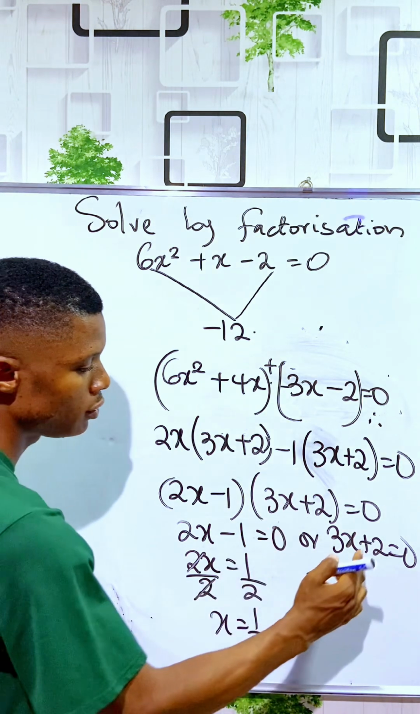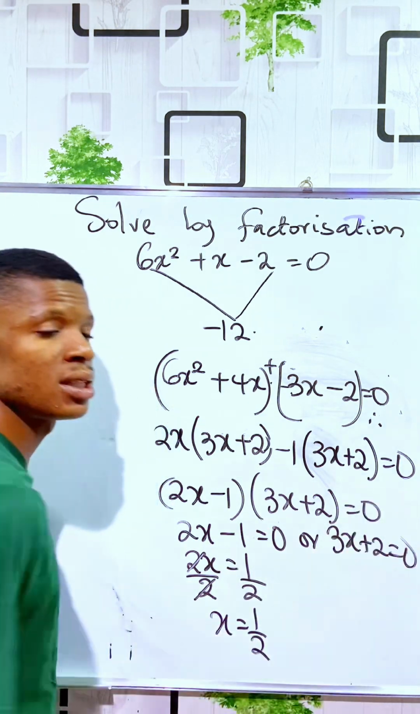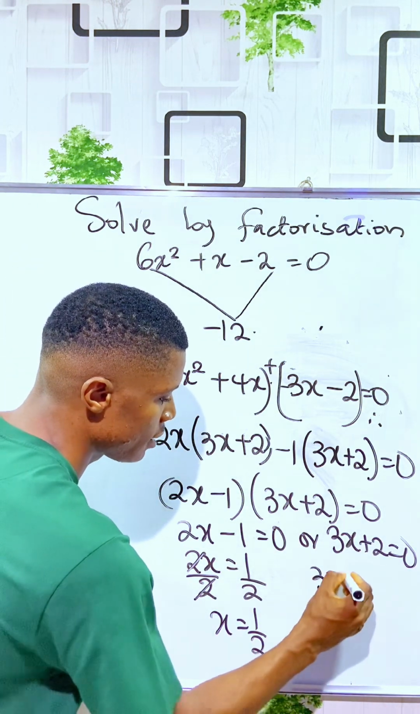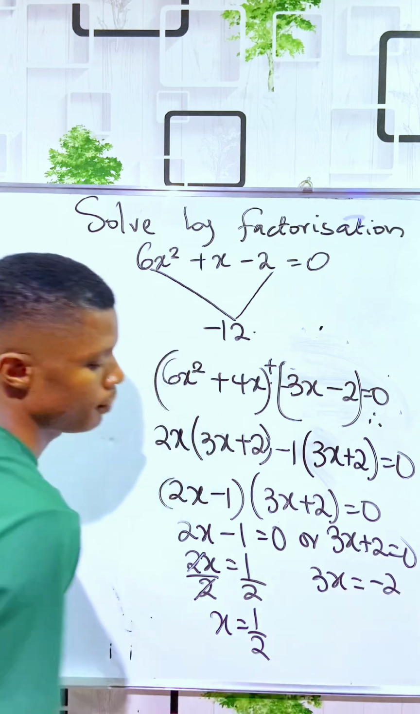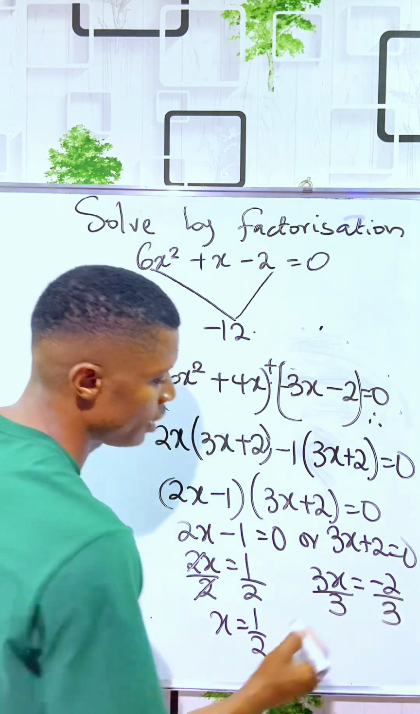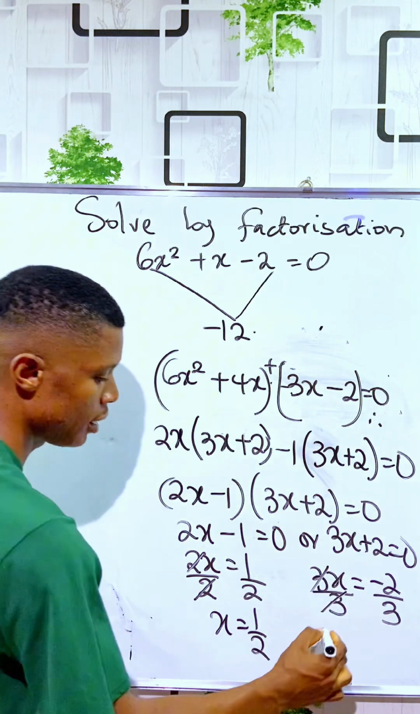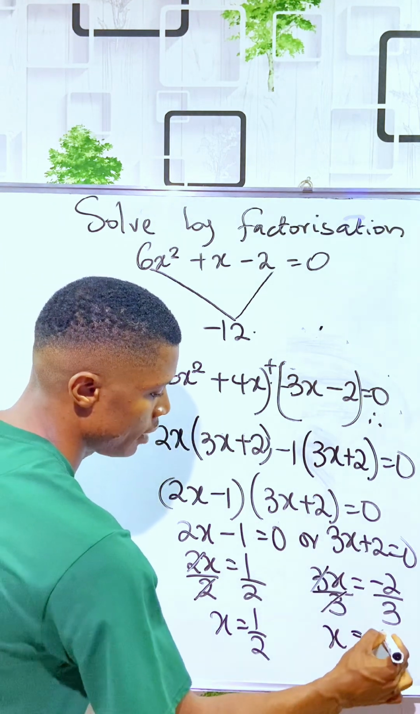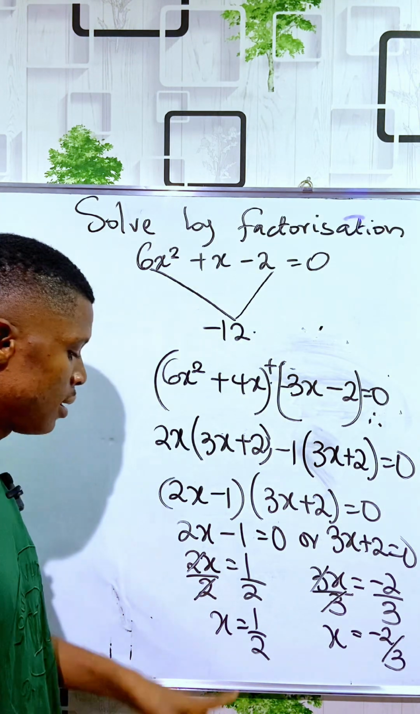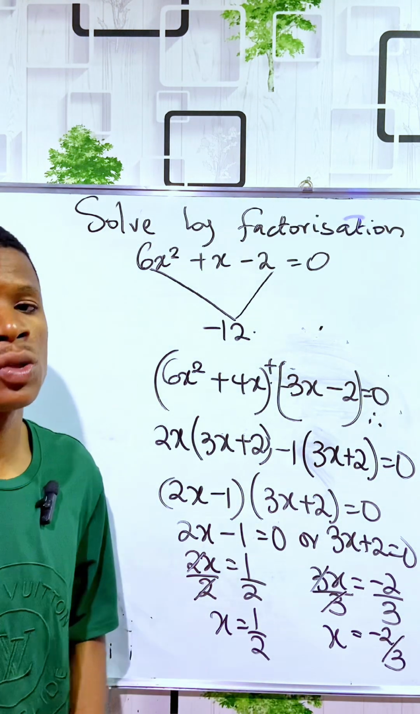Then for the other one, plus 2 will cross the equality sign to give a negative 2. You have it that 3x is equal to minus 2. The next thing is to divide by the coefficient 3 and divide by 3. Once you divide by 3, you see that x is equal to minus 2 over 3. So the two possible values of x are 1 over 2 and minus 2 over 3.